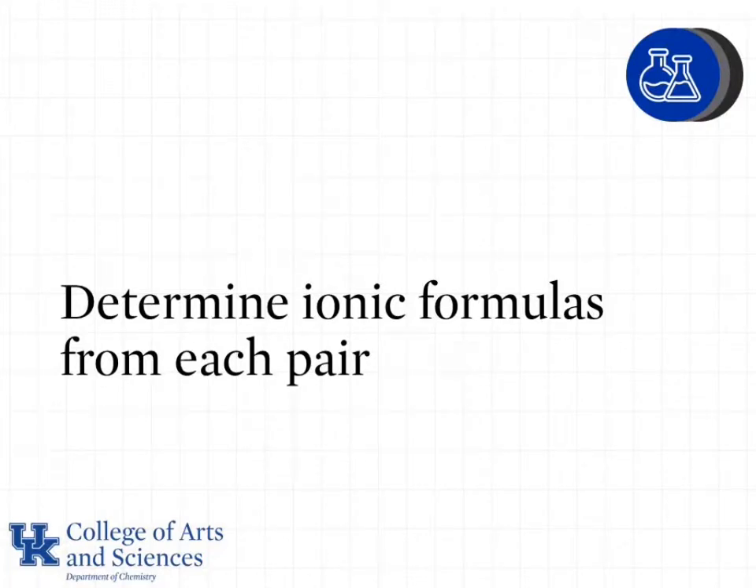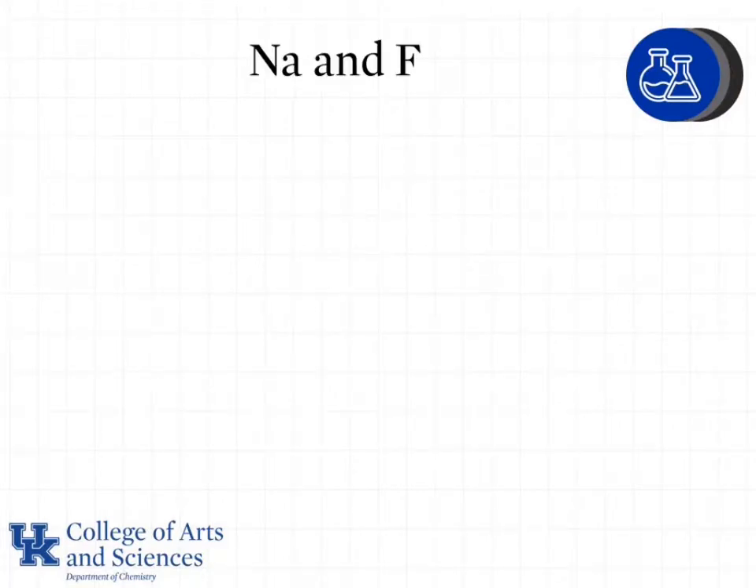Now we want to look at how we can determine the ionic formulas from a pair of atoms. Let's start with our example of sodium and fluorine. When we look at sodium, we know it's a metal. It has 1 valence electron, so when it forms an ion, it will form a +1 charge. Fluorine is a nonmetal with 7 valence electrons, and when it forms an ion, it will form an ion with a -1 charge.